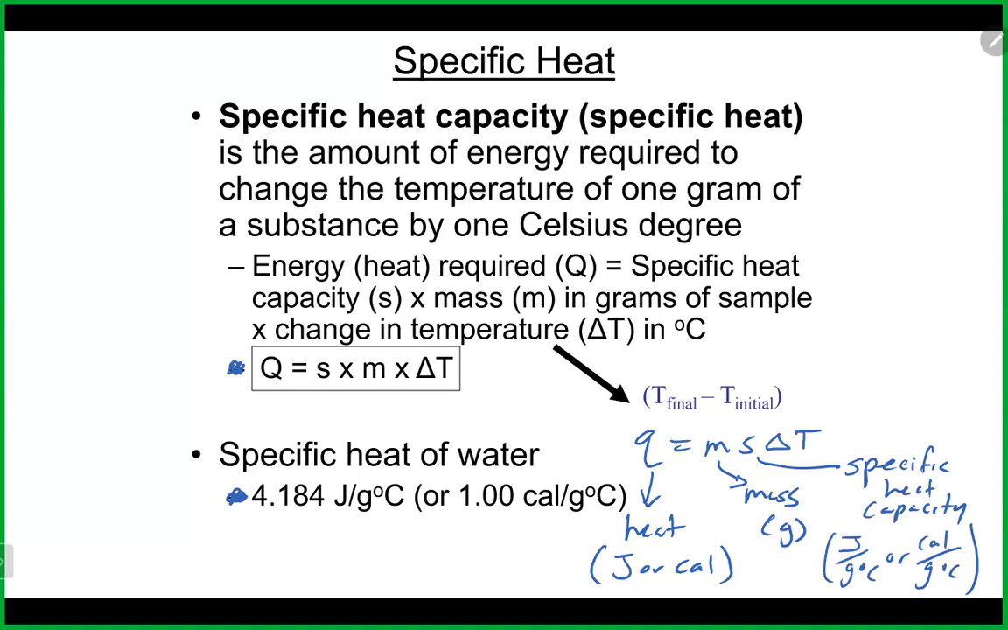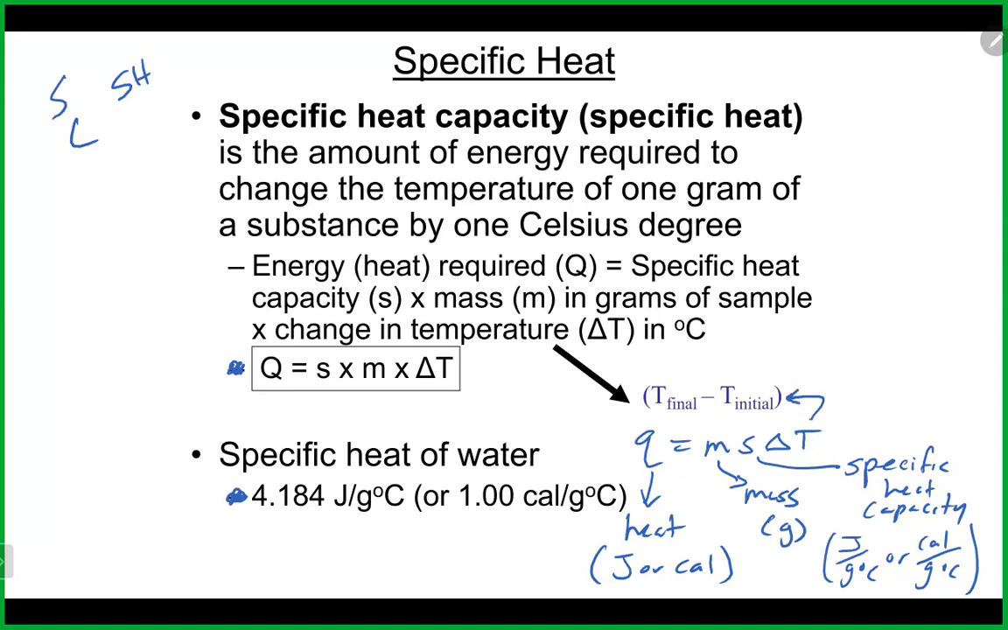Also, sometimes people will not use S for specific heat capacity. They may use C, same deal. Or some books and some people will use SH. So those are all 3 versions of the symbol for specific heat capacity. I personally use S, but some books will use one of those other values, same deal. Now, the change in temperature is what we see here.